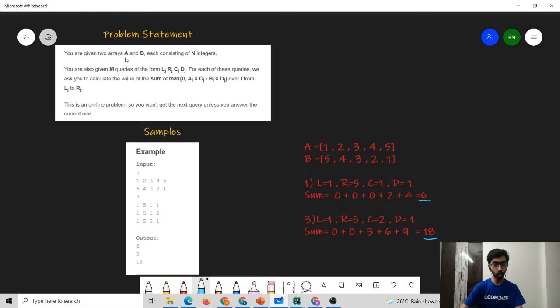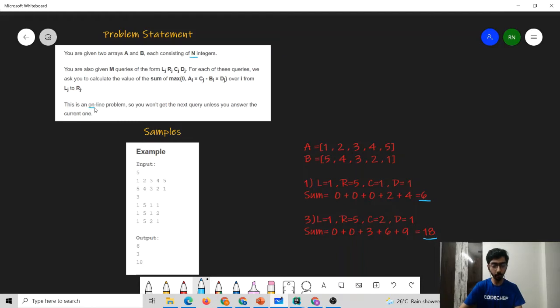You are given two arrays A and B. Both consist of n integers. You will also be given m queries, each of the form L, R, Cj, Dj. For each of these queries, we need to calculate the sum of maximum of 0, ai times Cj minus bi times Dj, for all the i from L to R.